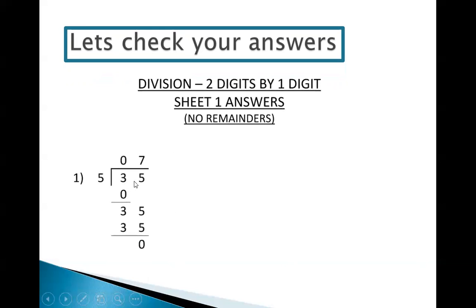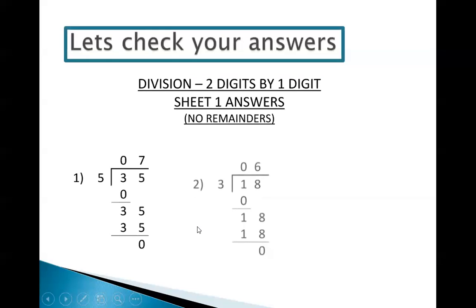The first problem was 35 divided by 5. 5 times 0 is 0. We get 3. 3 minus 0 is 3. And then we are going to take this 5 down. So 5 times 7 is 35. So we get remainder 0.